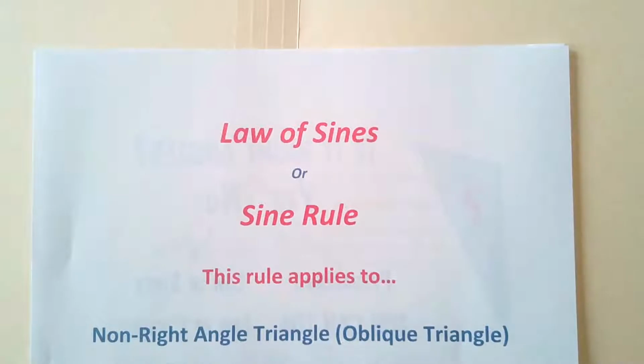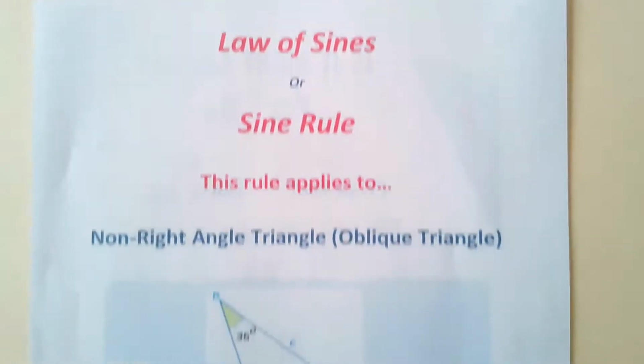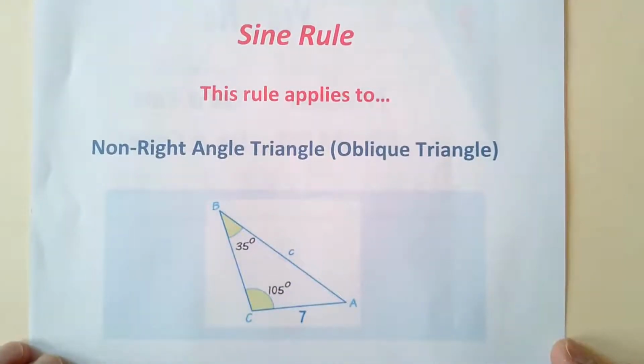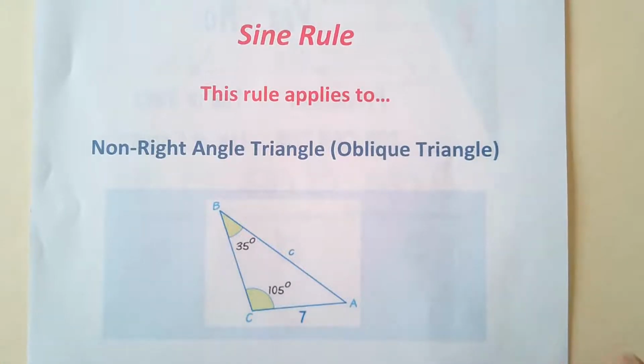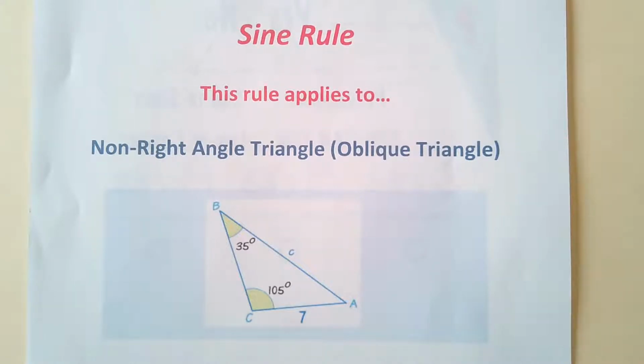Okay, this lesson will focus on the law of sines, or as it is commonly called, the sine rule. This applies to non-right angle triangles. So far, we've been looking at right angle triangles, and in a right angle triangle, one of the angles is 90 degrees. In a non-right angle triangle, known as an oblique triangle, none of the angles are 90 degrees.